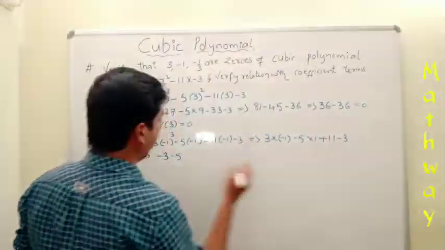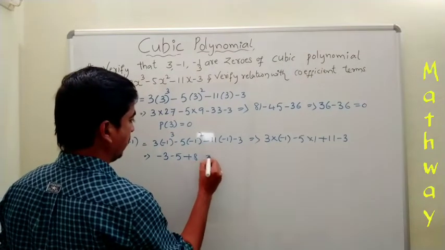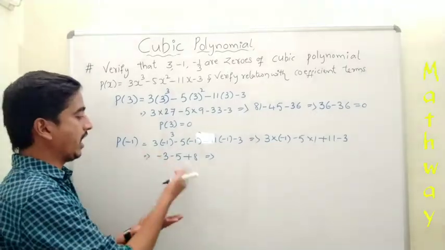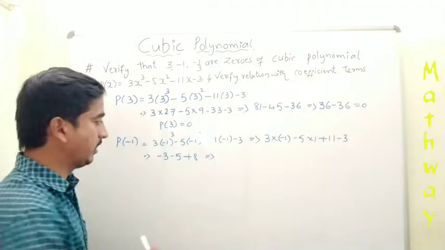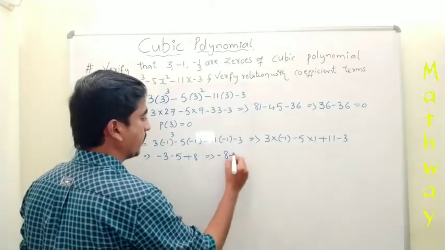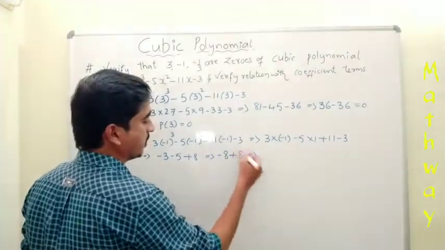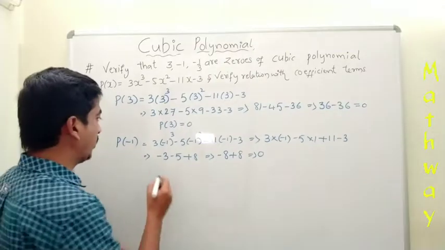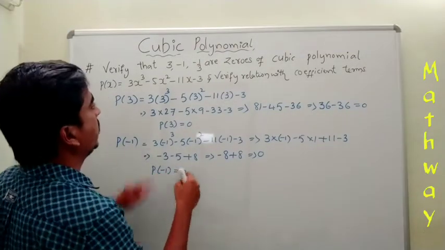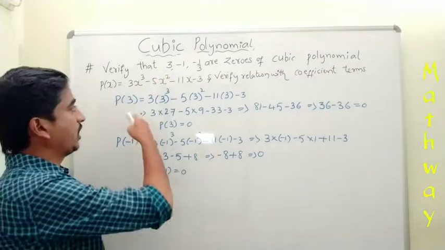11 minus 3 is 8, so plus 8, minus 3, minus 5. Adding these two: 3 plus 5 is 8. The bigger number has the negative sign, so it is minus 8 plus 8. So minus 8 plus 8 will get cancelled. Then we get the value 0. So p of minus 1 is also 0. That's why minus 1 is one of the zeros of the given polynomial.